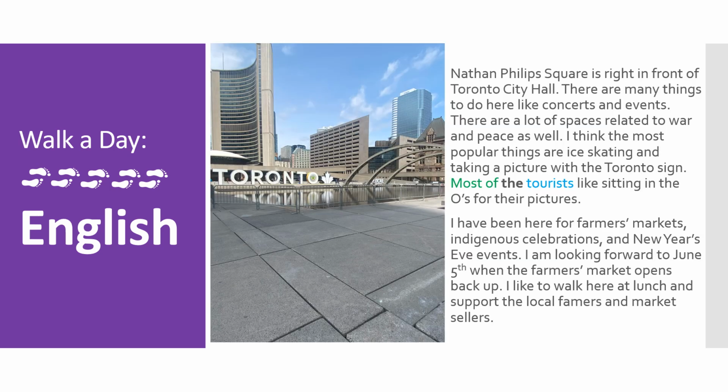Nathan Phillips Square is right in front of Toronto City Hall. There are many things to do here, like concerts and events. There are a lot of spaces related to war and peace as well. I think the most popular things are ice skating and taking a picture with a Toronto sign. Most of the tourists like sitting in the O's for their pictures.